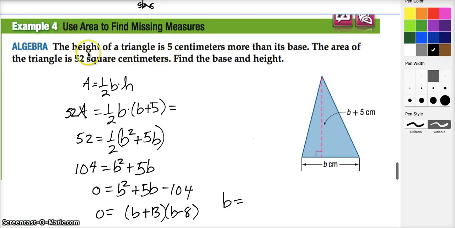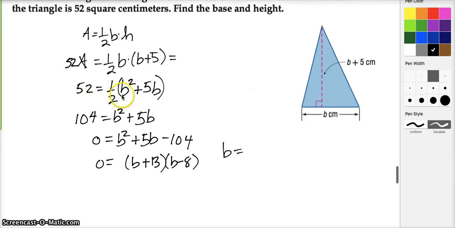This next one, we have the height of a triangle is 5 centimeters more than the base. The area of the triangle is given as 52 square centimeters. Using the formula, we put 52 in. We're going to try to find the base and the height. We put 52 in, and we now work 1/2 times b plus 5. We're going to multiply this together by using the distributive property, and then get rid of this 1/2 by multiplying both sides by 2. We have a quadratic here.